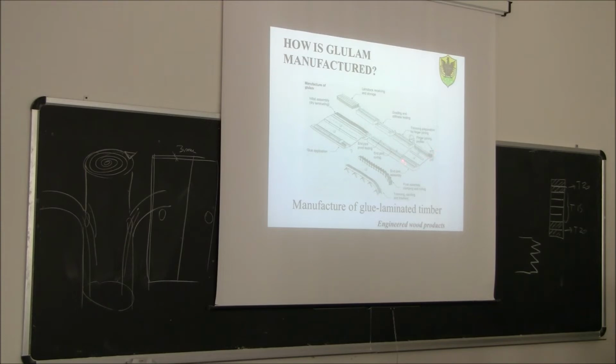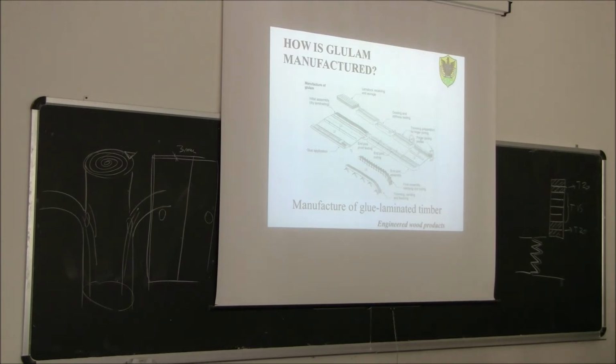Then you see the boards are glued. So the different boards are glued head by head by putting some glue here. Sometimes some of the boards, some of the lamination, are tested in order to check that the glue is effective, so the finger joints work well.